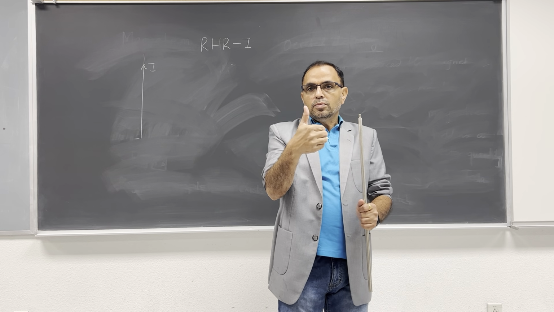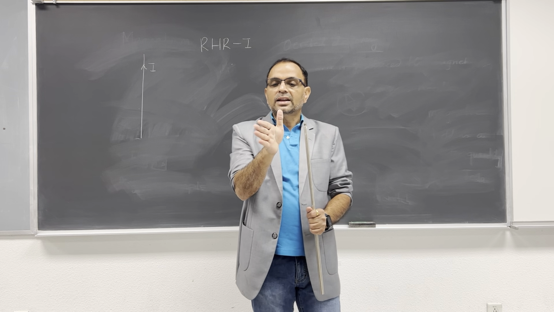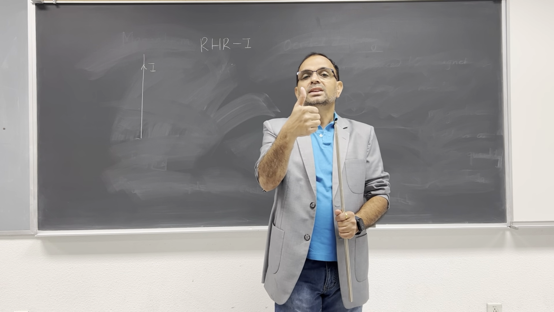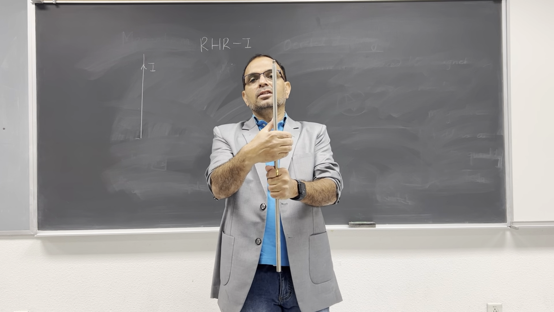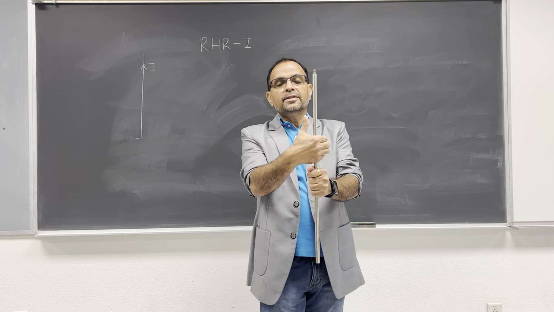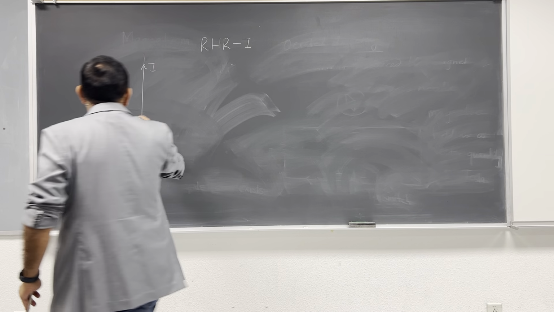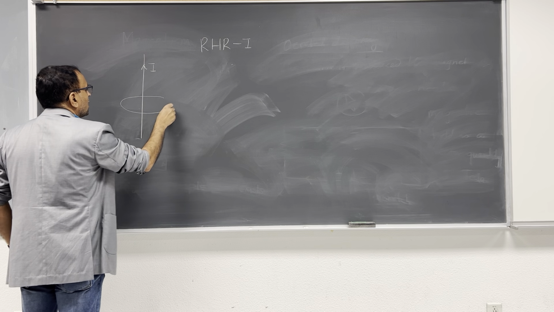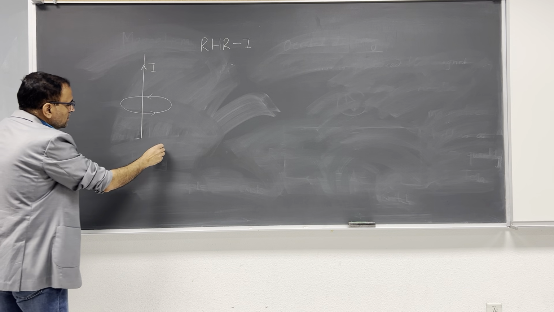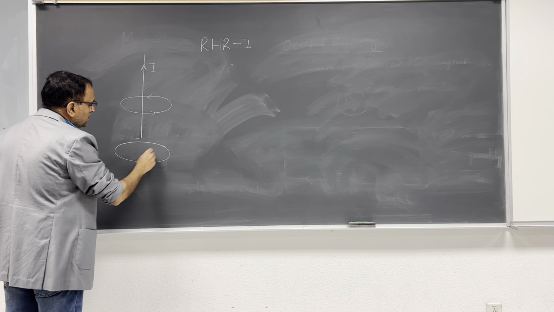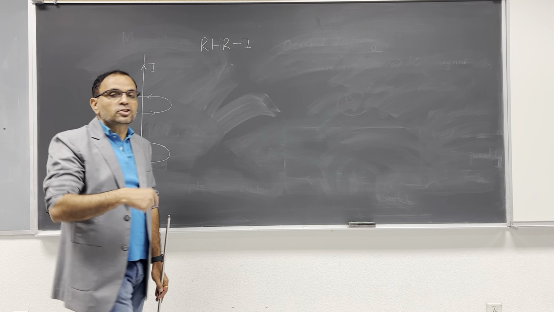So the thumb points in the direction of current, and the curled fingers give you the direction of the magnetic field. So simply, the magnetic field encircles the current, or you can say the magnetic field encircles the current-carrying conductor. So the magnetic field is like this, or you can draw it here also. So this way. So this is the magnetic field. The magnetic field encircles the current.